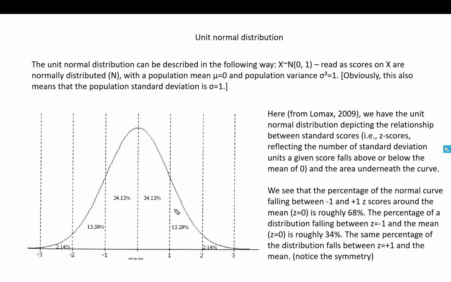So basically what we're referring to in this context is this area here. You can see that between the mean of 0 and a z-score equals -1, that covers roughly 34% of the distribution. And between 0 and +1, that covers another roughly 34%. So if you sum those two areas together, that means that the area falling between -1 and +1 z-scores, or standard score units, is roughly 68%.